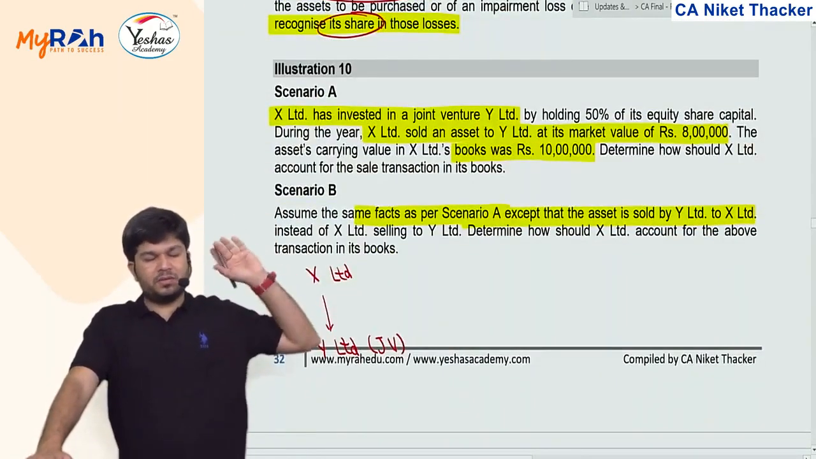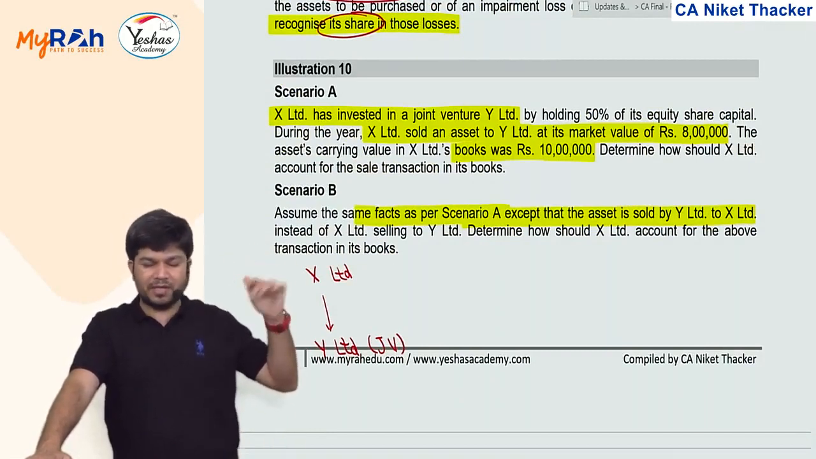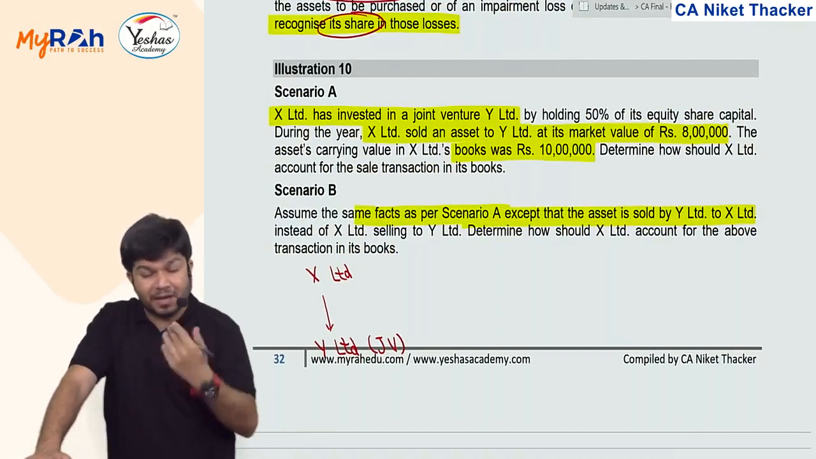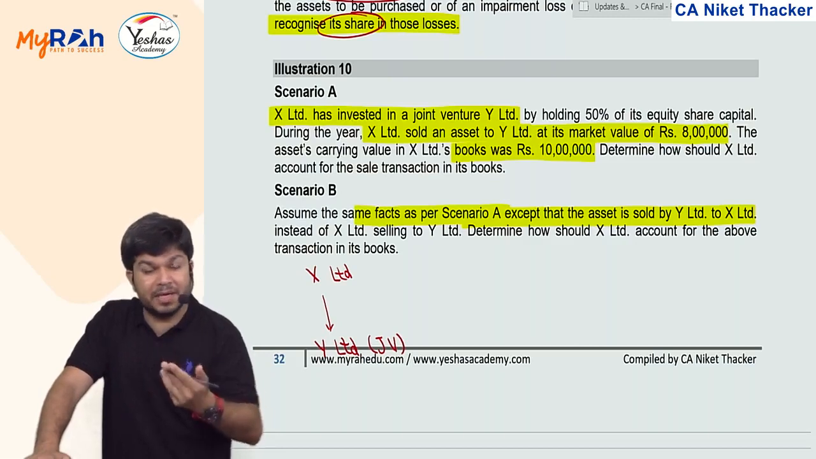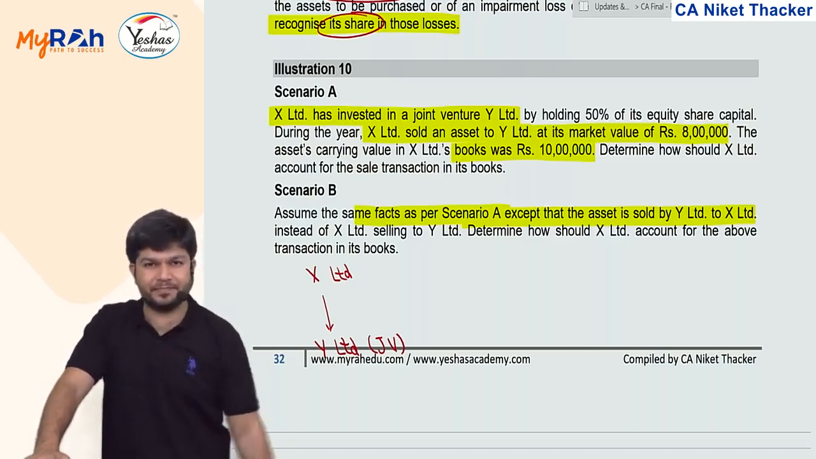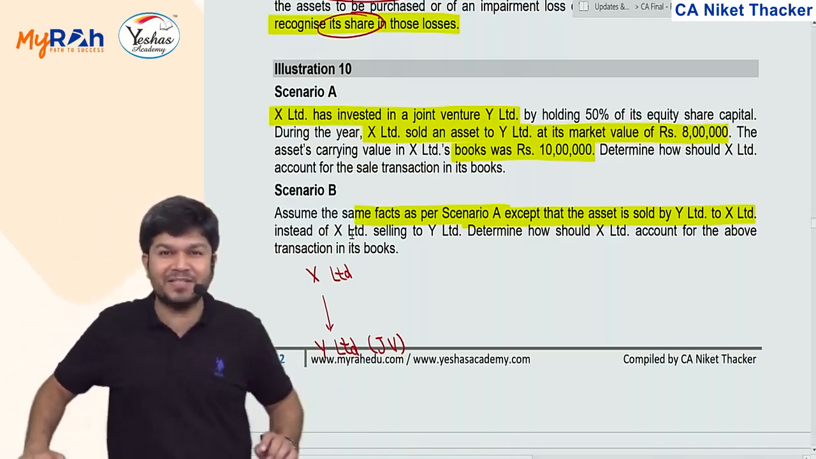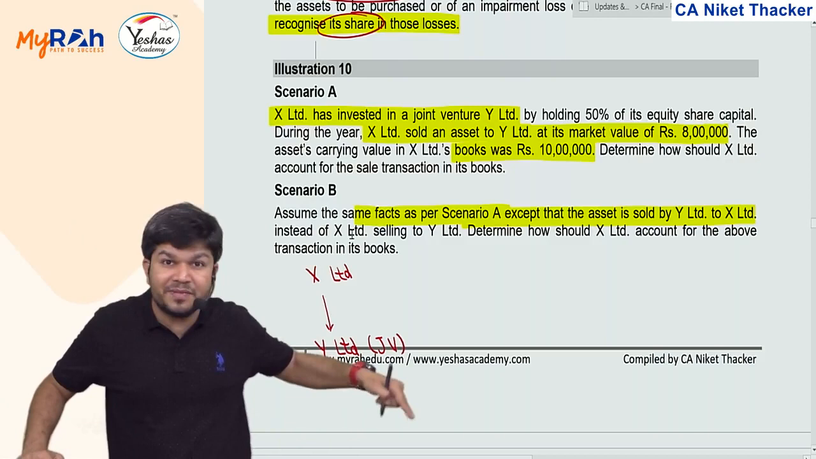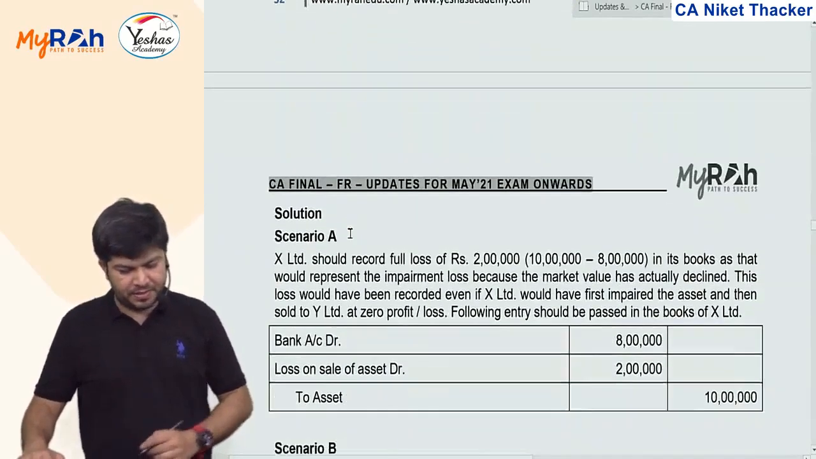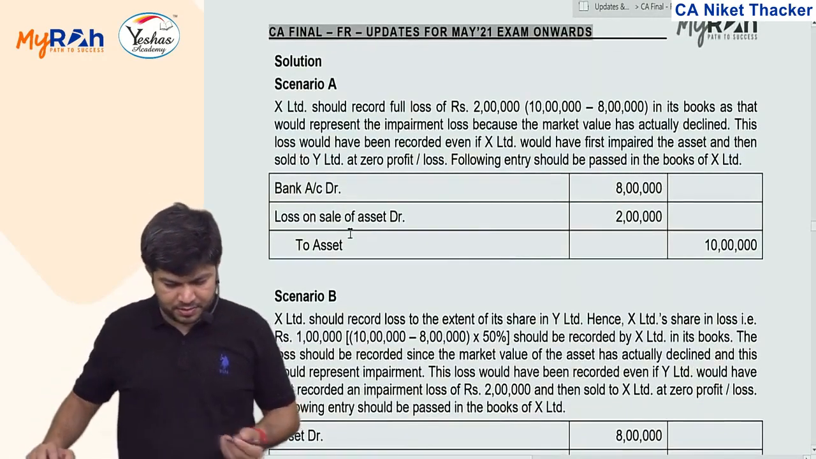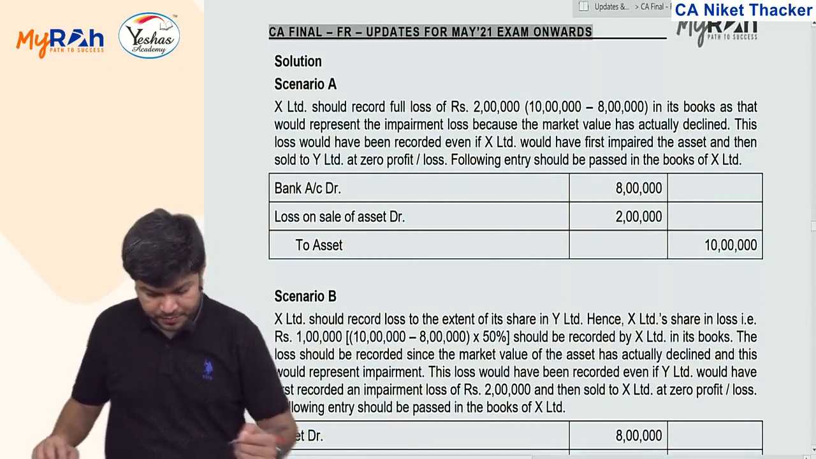I sold to JV, 10 lakh rupee book value. I sold at market value 8. I had a loss 2 lakh. Even if I had not sold to you, asset is impaired. Anyways, I will have a loss 2 lakh. But you sold to me. I bought at 8 lakh. Then my books asset comes at 8 lakh. Now JV suffered loss 2 lakh. My share 1 lakh loss will come to me.